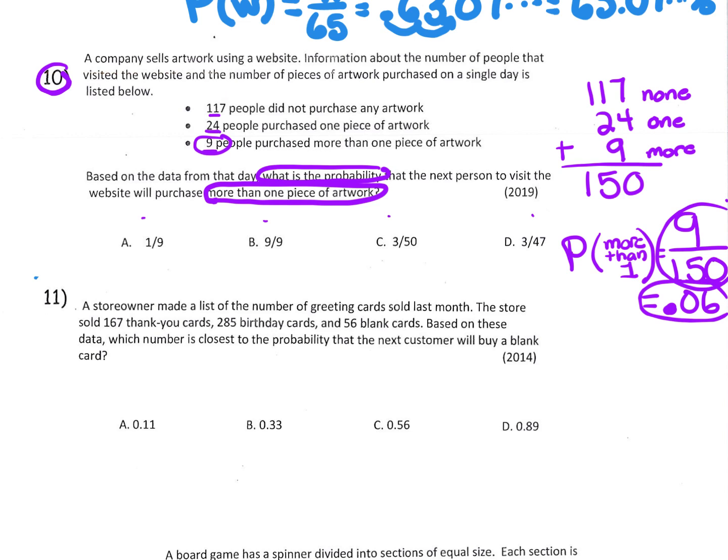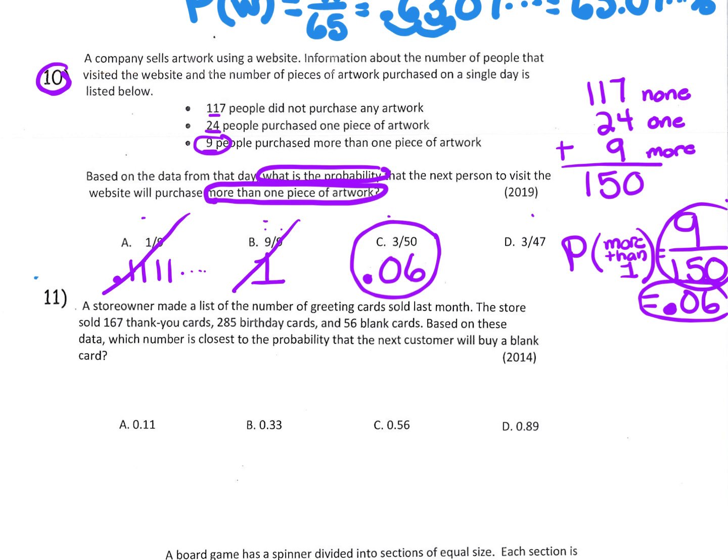For the first one, convert that to the decimal equivalent. Punch in 1 divided by 9 and hit equals. Well, we get repeating 1. Clearly, that's not a match. 9 divided by itself would give you the probability of 1. Clearly, that's not a match. Punch in letter C, 3 divided by 50. And what we get here is 0.06. This is the probability we're looking for.